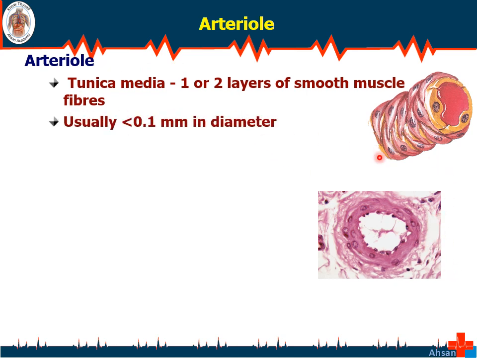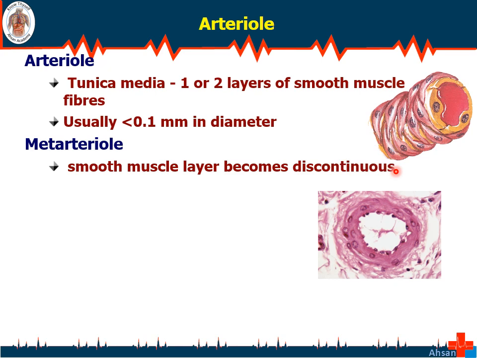If we look with the naked eye, it is very tough to see. A magnifying glass can be used. If it is less than 0.1 millimeter, this is an arteriole. So the gross classification of the arteriole is an artery having a caliber, or diameter, of less than 1 millimeter.